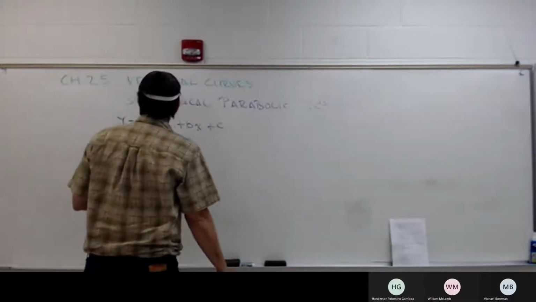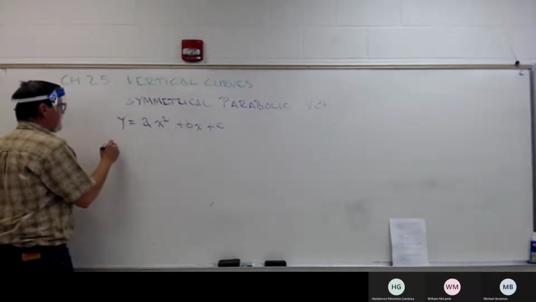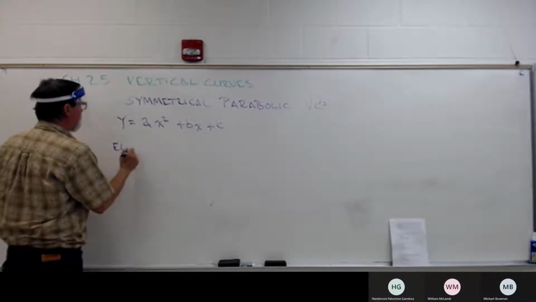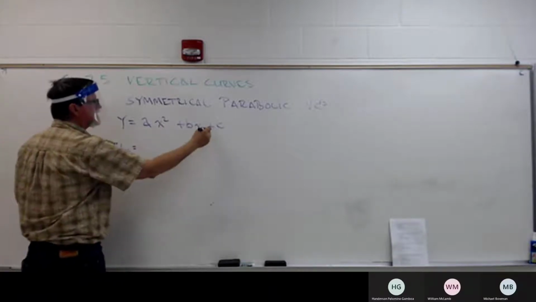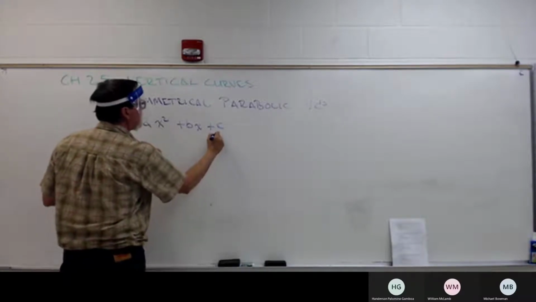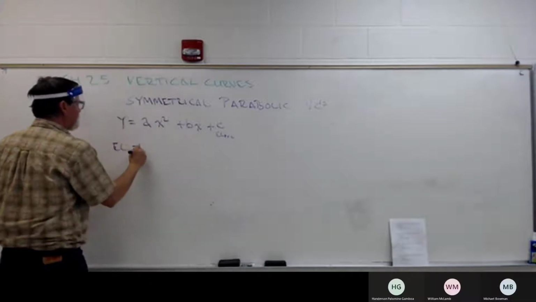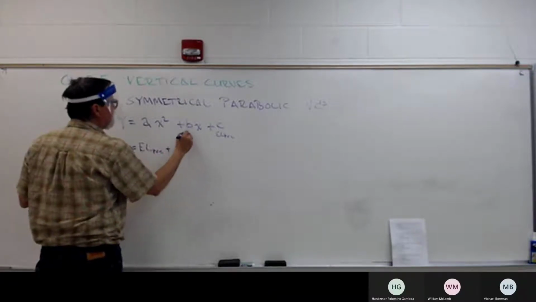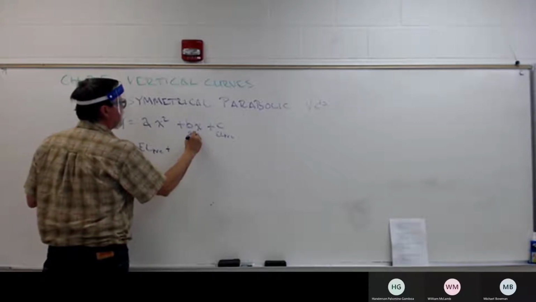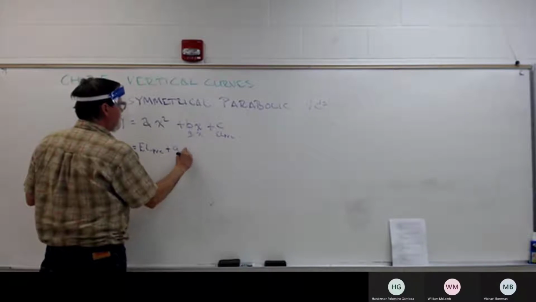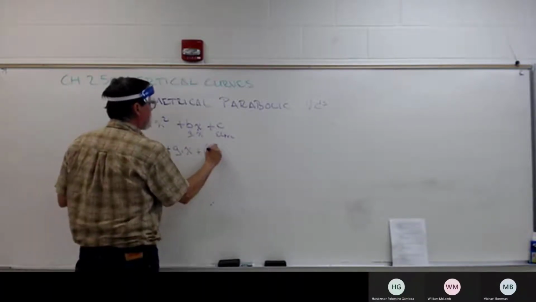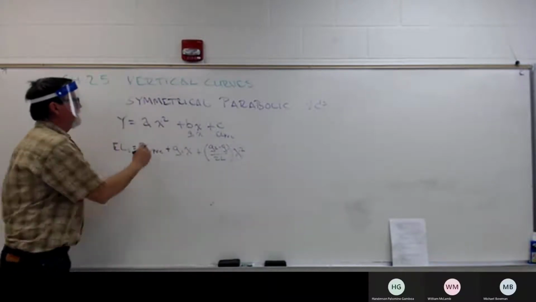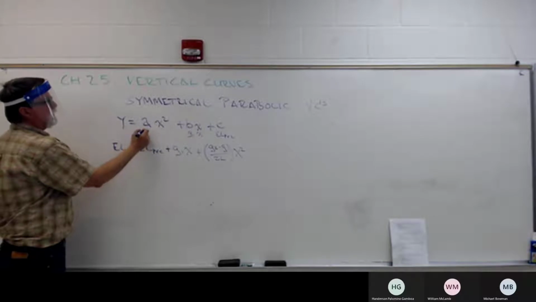Okay. So what's going to happen to us, though, is it's going to get translated and say that the elevation of a station is going to be equal to, instead of c, the elevation of the PVC, the elevation of the point of vertical curvature, plus G1 x plus G2 minus G1 over 2L times x squared, where G2 minus G1 over 2L takes the place of a.